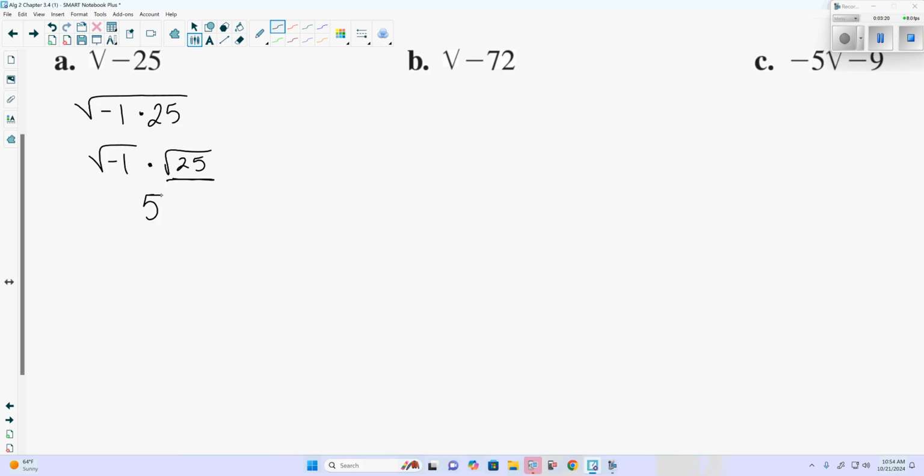Questions on this so far? Now, what's the square root of negative 1? I. Because by definition, I is our square root of negative 1. So what we're saying is that the square root of negative 25 is 5i. Questions on this here?